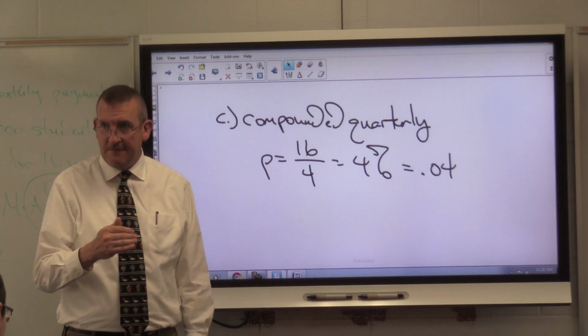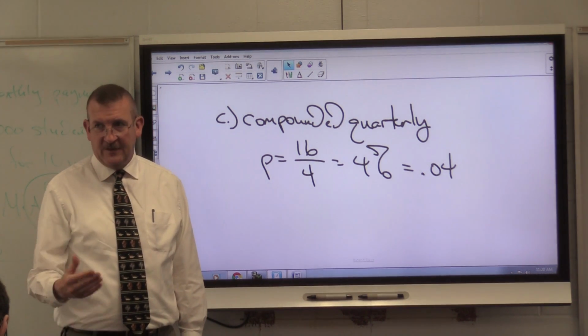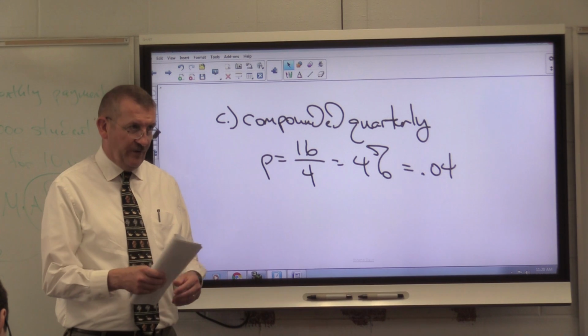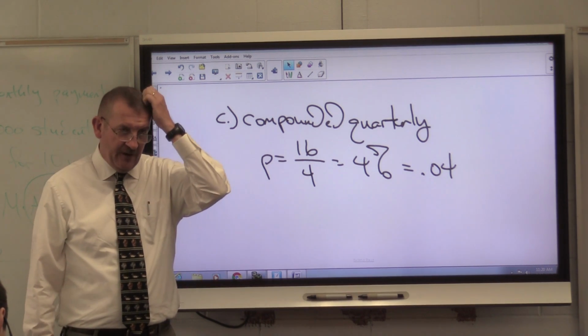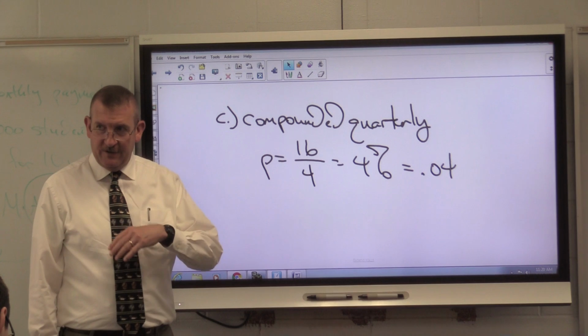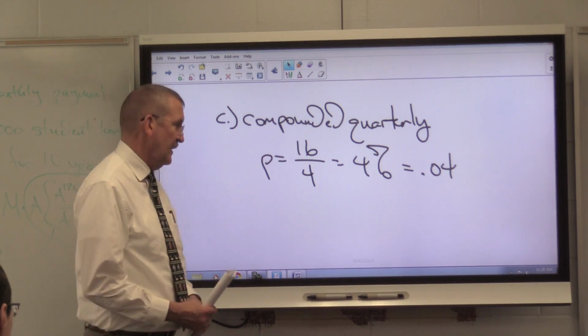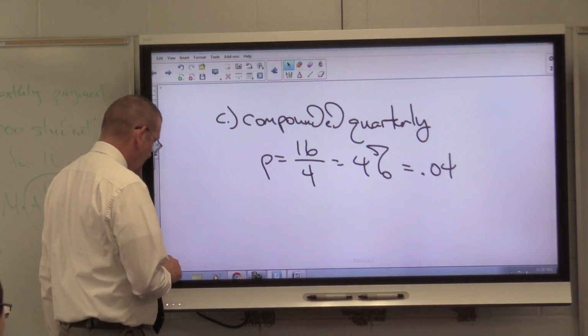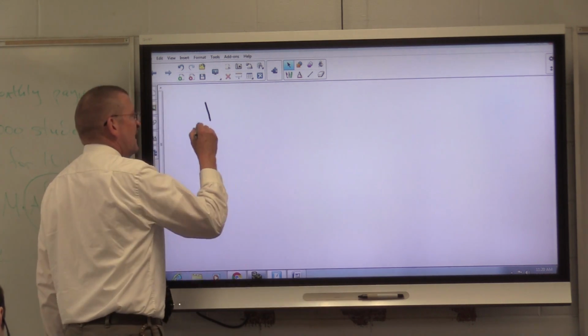So everybody understand how to calculate the periodic interest rate? Just take your APR divided by the number of times it's compounded. Again, in the world that you all live in, 99% of everything you deal with is compounded monthly.